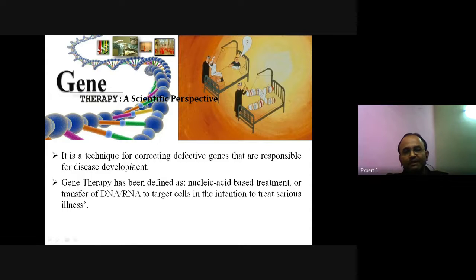Gene therapy is a technique for correcting defective genes that are responsible for disease development. It has been defined as nucleic acid based treatment, or transfer of DNA or RNA to target cells, with the intention to treat serious illness, generally genetic disorders.